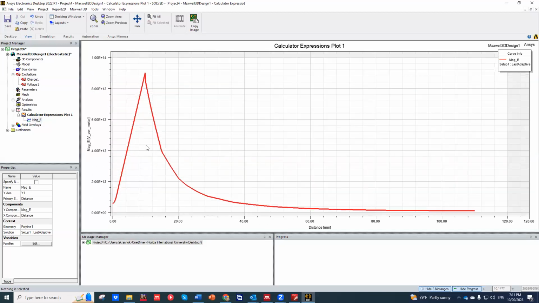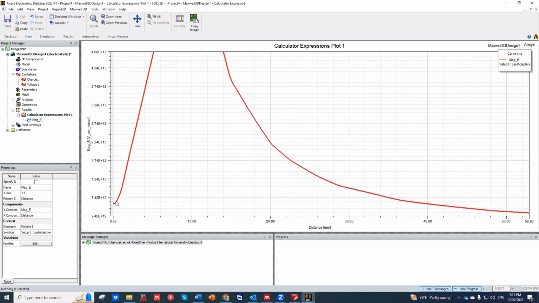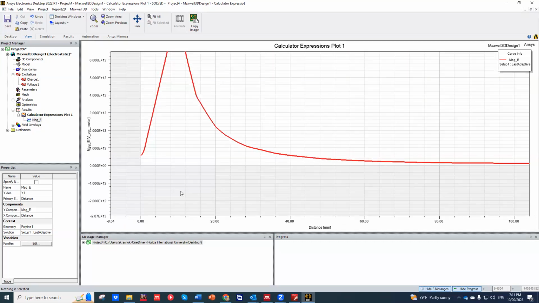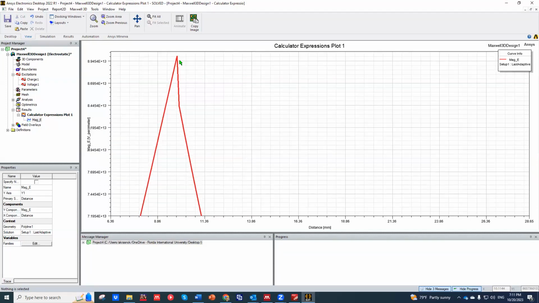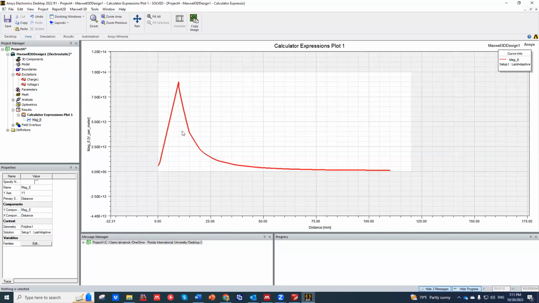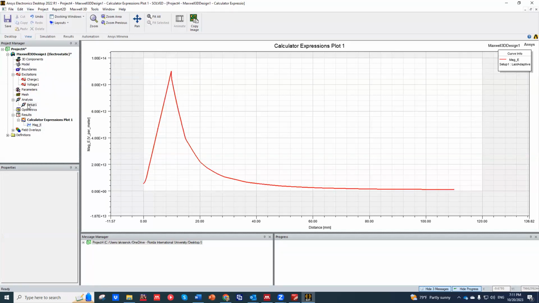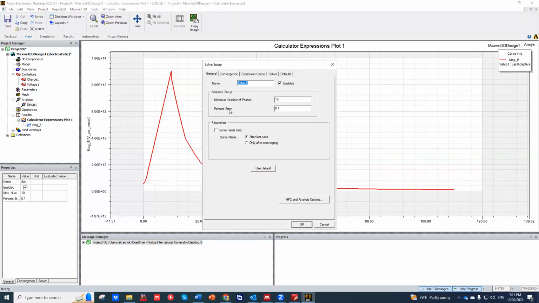Of course, this result is not perfect because, for example, we have some nonlinear dependence here, and nonlinear dependence here also, right, and so on. That's of course because of the numerical accuracy. If I improve the mesh, if I put in more simulation passes, and more importantly, if I change the simulation error to 0.01, for example, the simulation result will be improved.